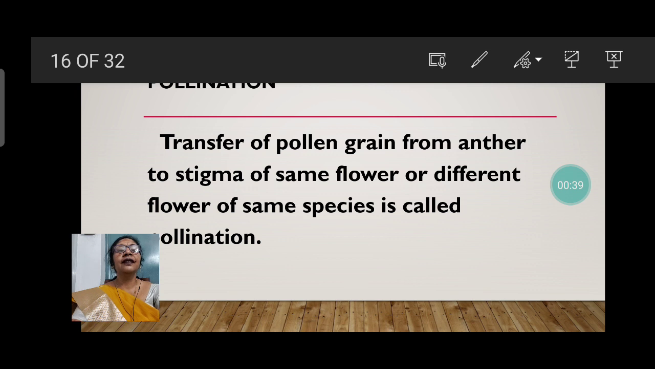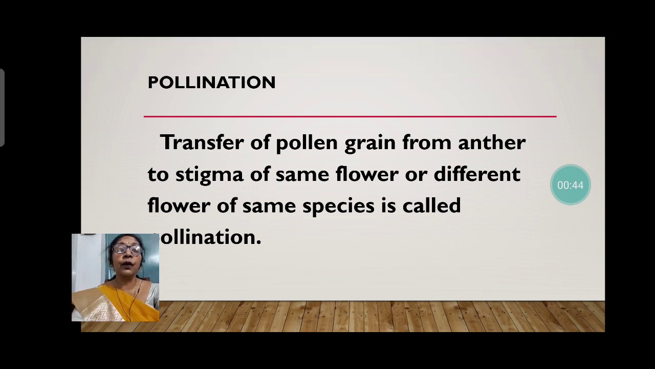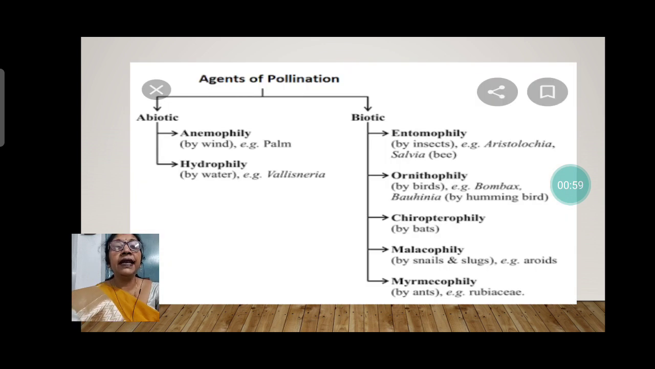So first of all, what is pollination? The process of transfer of pollen grain from anther to stigma of the same flower or a different flower of the same species is called pollination. I have discussed this definition in detail in my previous video. Now let us come to the different agents of pollination.